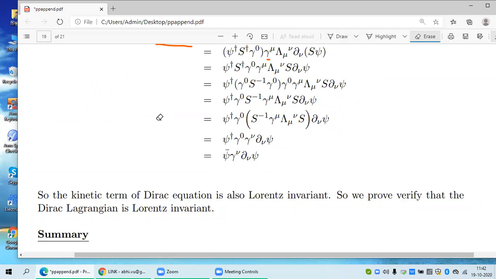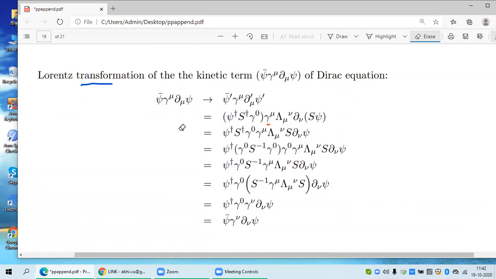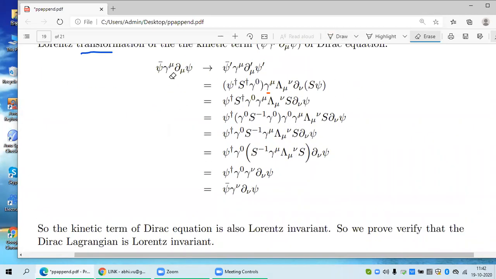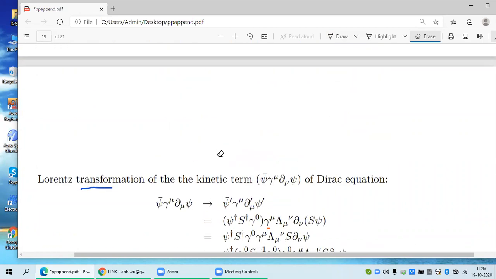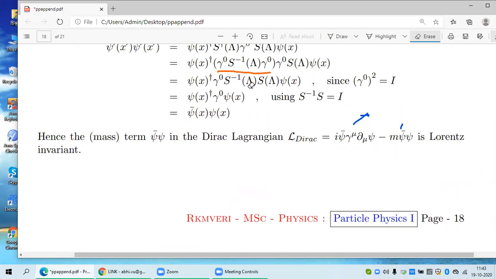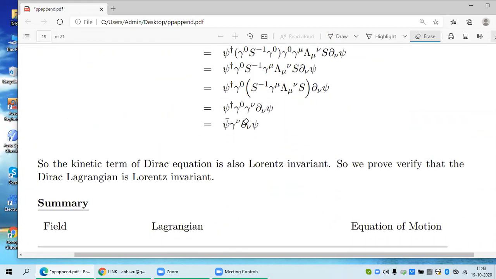So that means the Dirac Lagrangian is invariant under Lorentz transformation, because the Dirac Lagrangian involves only this term, product I. So I dropped I here, but in the Lagrangian I will be there. I will not transform. This term, minus m, the mass term, that is also invariant. So I proved that the Dirac Lagrangian is invariant under Lorentz transformation. Yeah, what is the question?